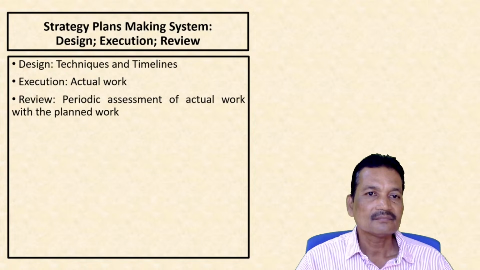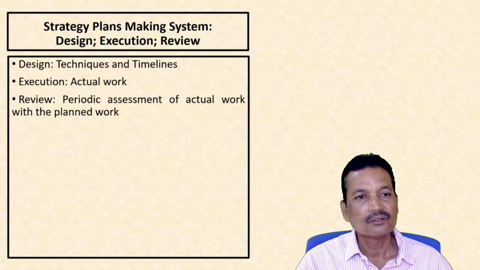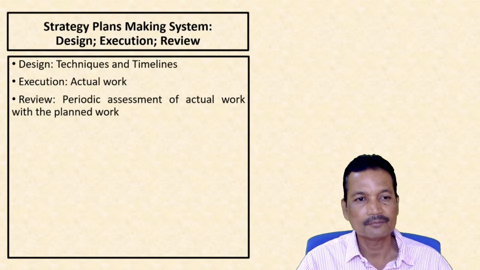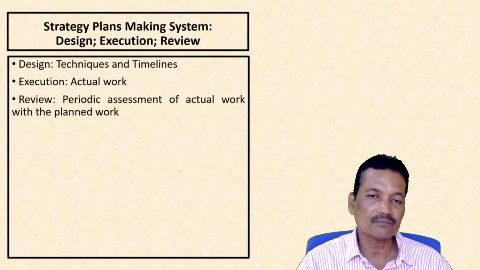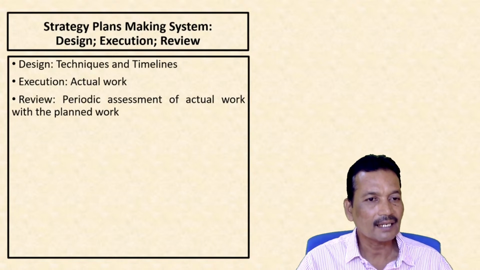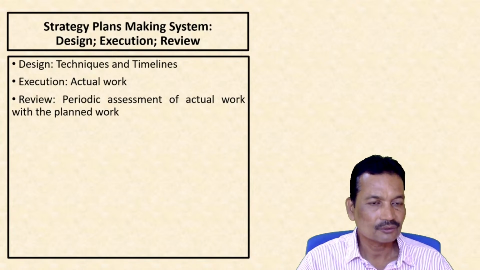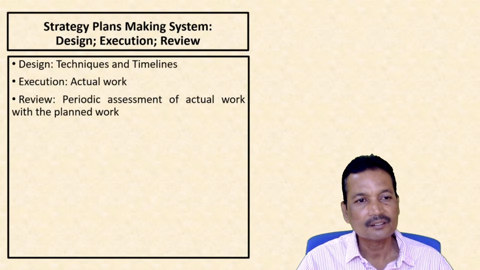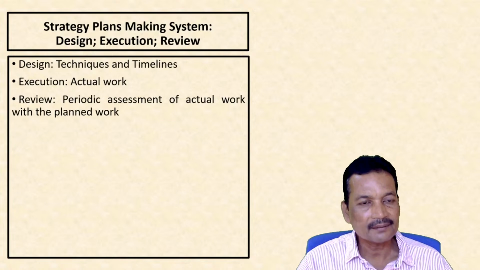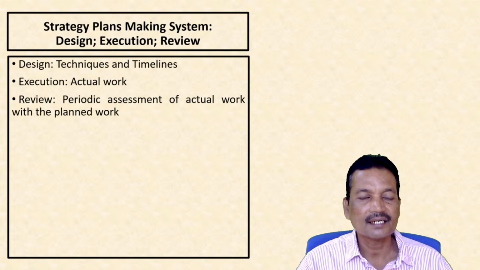Now, when we are making the strategic plans, we have three things. First is designing, second is execution, the third is the review. As we have seen in every kind of control or control system, three things are done: the basic planning or the design, then we make the actual work, and we make periodic reviews, or we try to gather periodic information to check whether the actual and the planned things are going or not. So when we are talking of design, we set up various techniques and timelines for achieving the objectives.